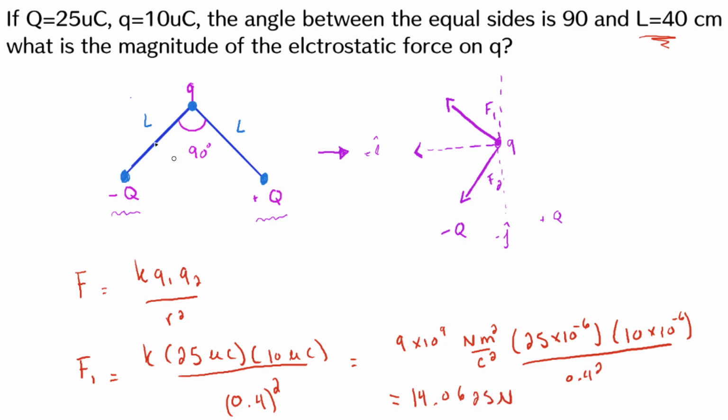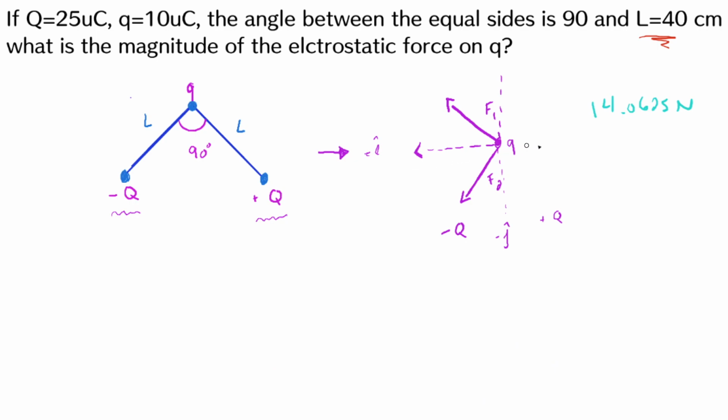14.0625 newtons. The reason I know it's in newtons is because I have my meters squared that cancel with these meters squared, because we measure this in meters, and I have my coulombs squared that cancel with coulombs squared here, because coulombs times coulombs, and all I'm left with is newtons. So I know that my force 1 is 14.0625 newtons. I'll write that up here.